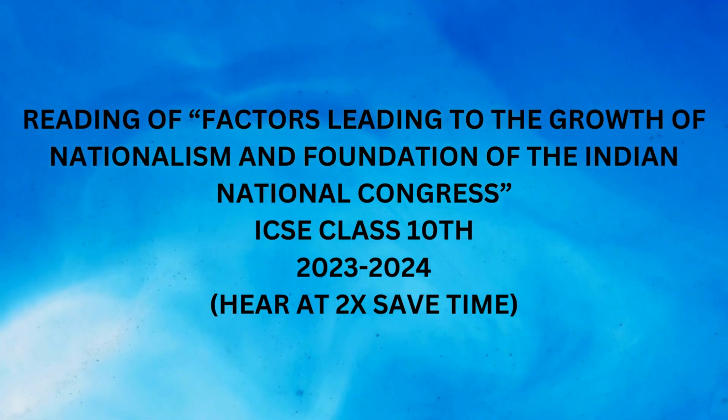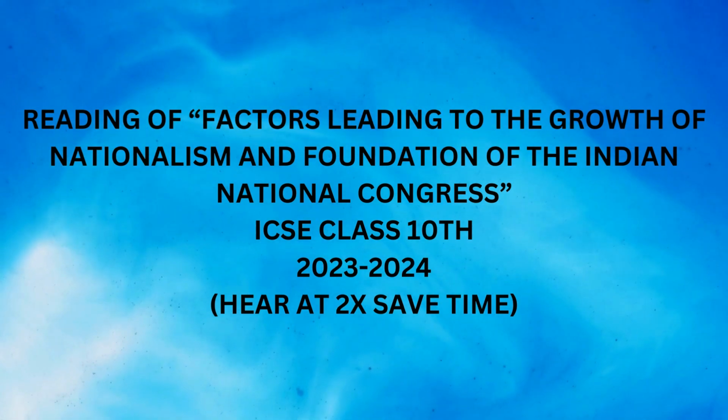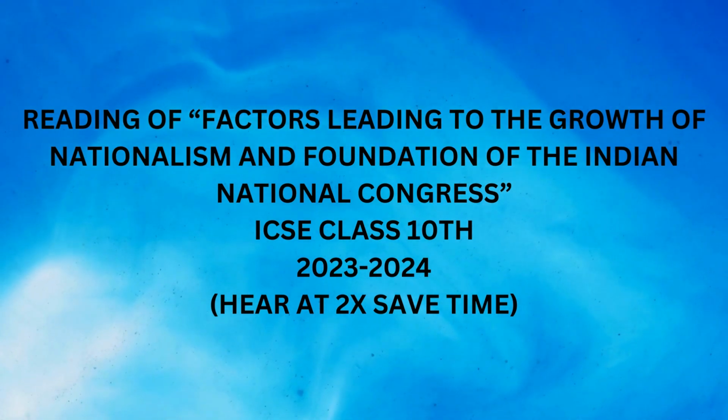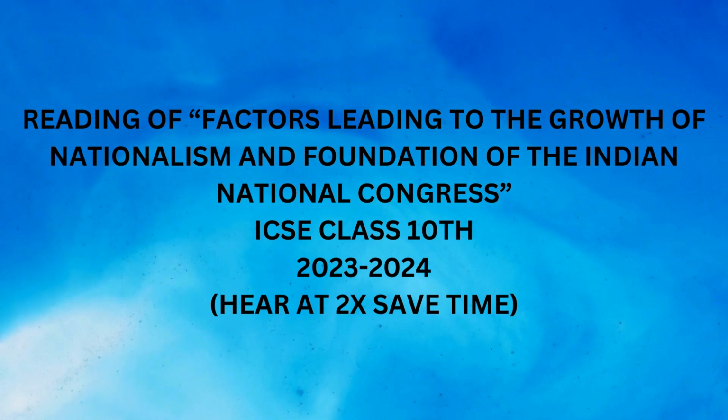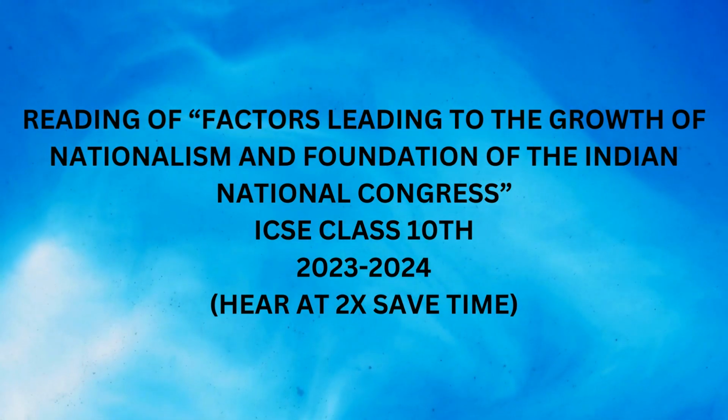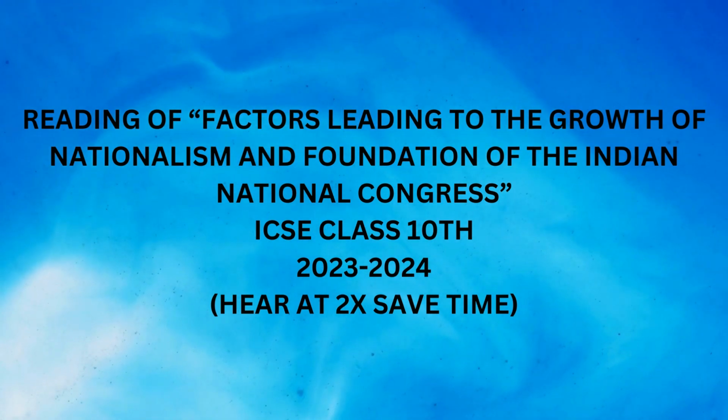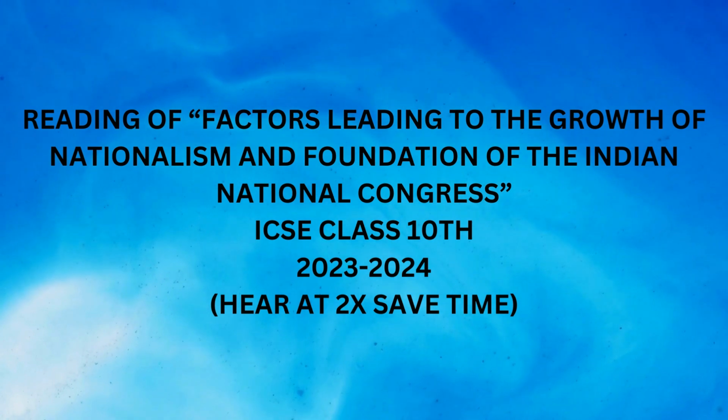Then the second one is the Kuka movement. The Kuka movement in Punjab began as an attempt to purify the Sikh religion. But by 1863, the movement assumed a political character. The Kuka leaders Balak Singh and Ram Singh asked their followers not to accept government jobs and to boycott foreign goods. The third one is an armed revolt in the Deccan led by Vasudev Balwant Phadke.